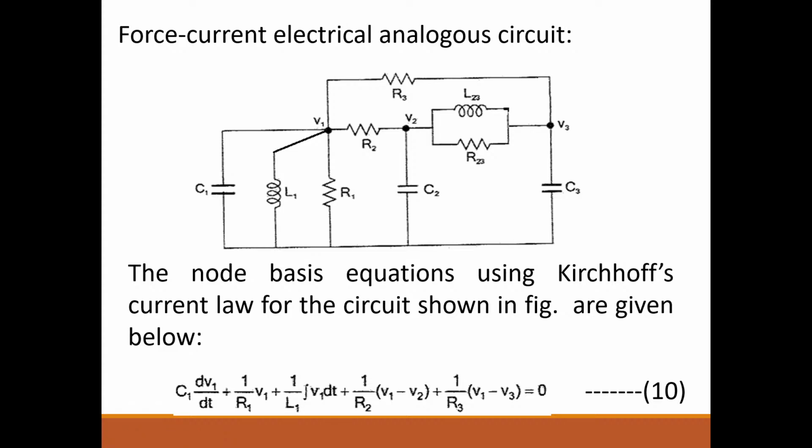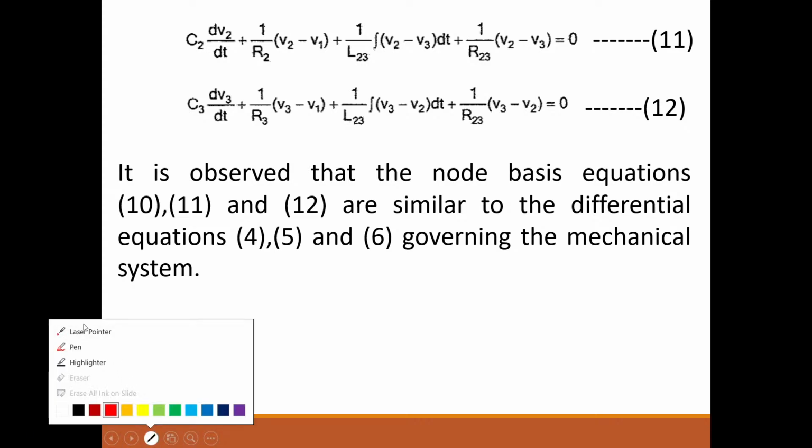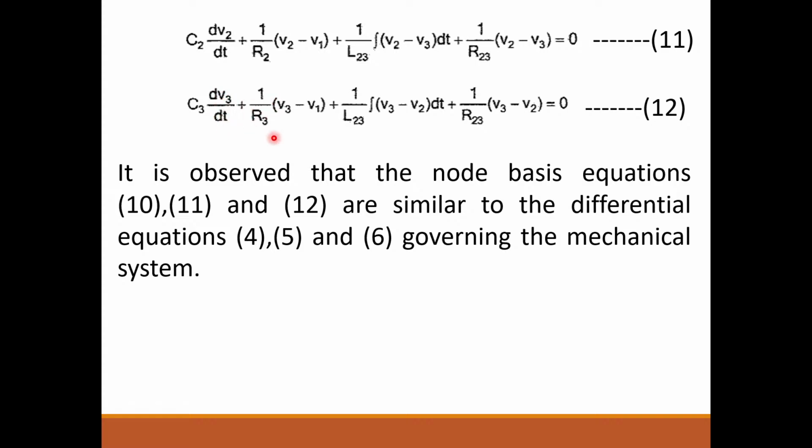I hope you have completed. At node 2, the equation is C2 dV2/dt plus 1/R2 (V2 minus V1) plus 1/L23 integral of (V2 minus V3) dt plus 1/R23 (V2 minus V3) equal to 0. And one more equation, the KCL equation at node 3, is C3 dV3/dt plus 1/R3 (V3 minus V1) plus 1/L23 integral of (V3 minus V2) dt plus 1/R23 (V3 minus V2) equal to 0.